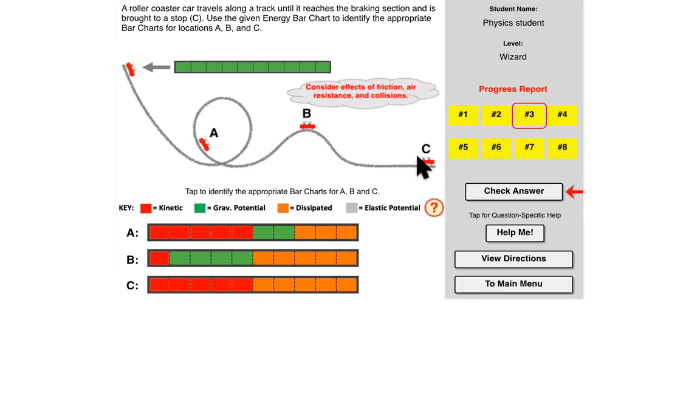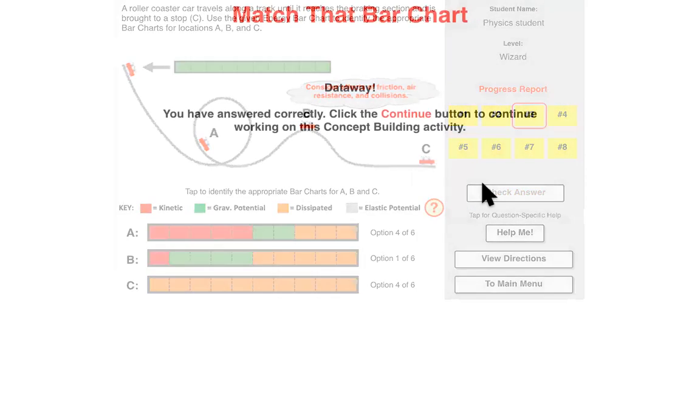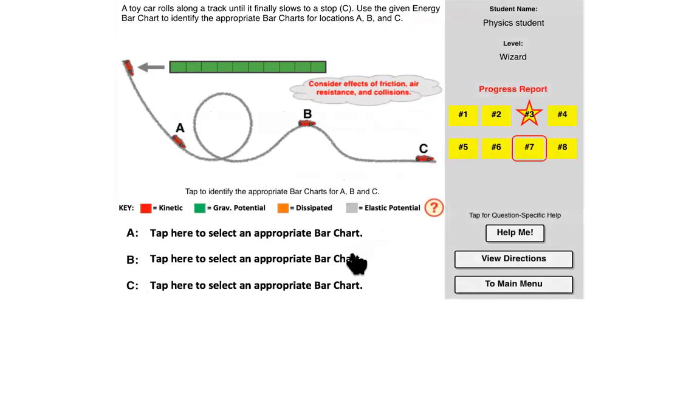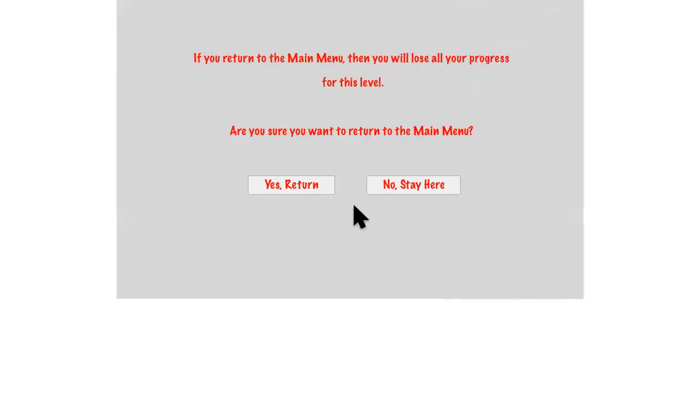Last one, because it comes to a stop, I have no height and I have no motion. So I should be looking for a bar of pure dissipated energy. I'm going to keep my fingers crossed that I did this right. And there we go. And so you can see that this is hard. So if you want to, give her a shot. If you don't, I get it.